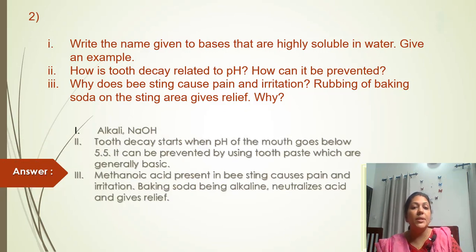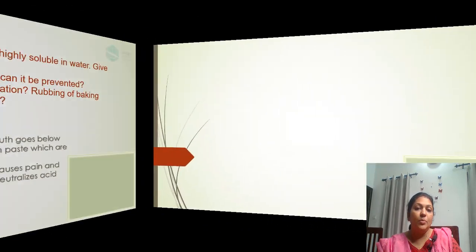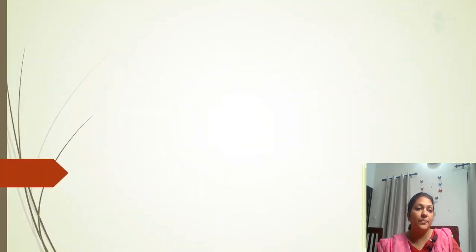Why does bee sting cause pain and irritation? Because a bee injects an acid into our body, which is methanoic acid or formic acid. Now, rubbing of baking soda on the sting area gives relief. Why? Baking soda can neutralize the acid injected by the bee. That is why we'll get relief. Alright, so move to the third question.